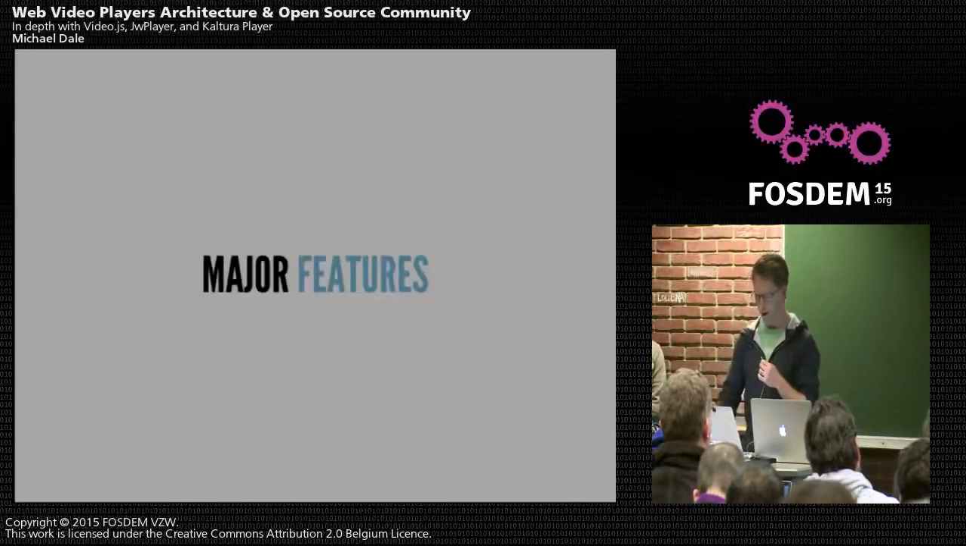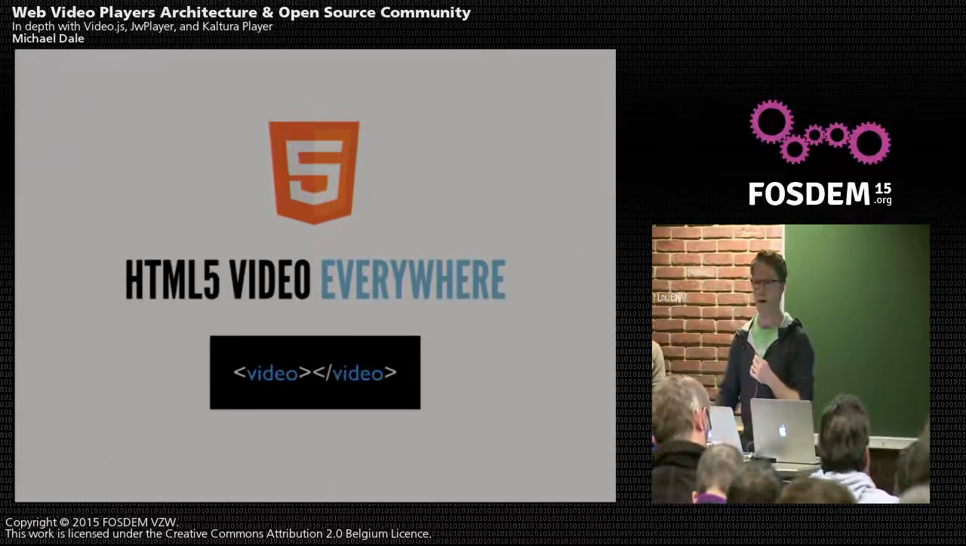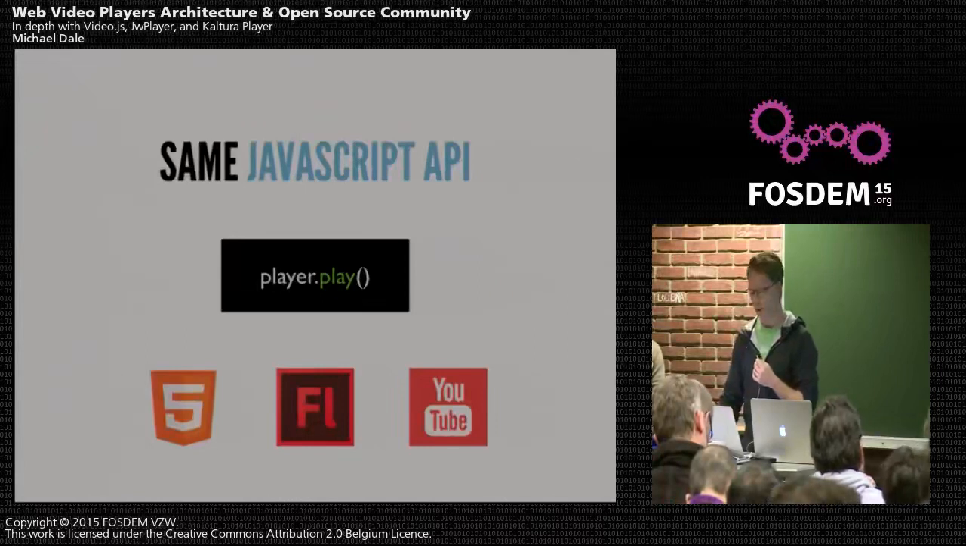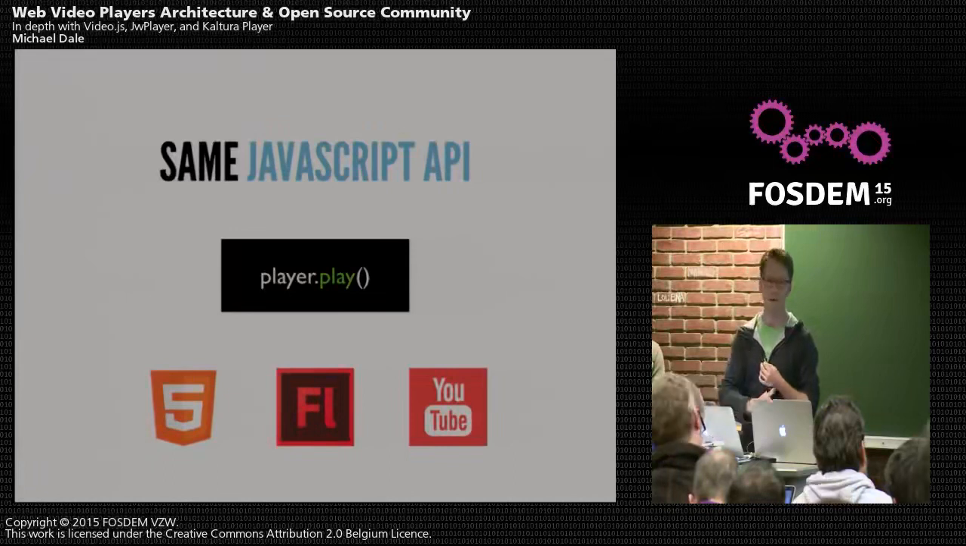Major features are the HTML5 video tag everywhere. One of the original goals for the project was to make that tag possible in older browsers like IE6, IE7, and IE8, or to use MP4s in Firefox. Less of an issue these days, but it was one of the original goals of the project. We provide a common JavaScript API between HTML5, Flash, and other players like YouTube, Vimeo, SoundCloud. So if you're looking to build on top of those players and you want a consistent API across those, that's what we provide. And the API looks very similar to the video element API. So if you're familiar with that API, you're familiar with the Video.js API.